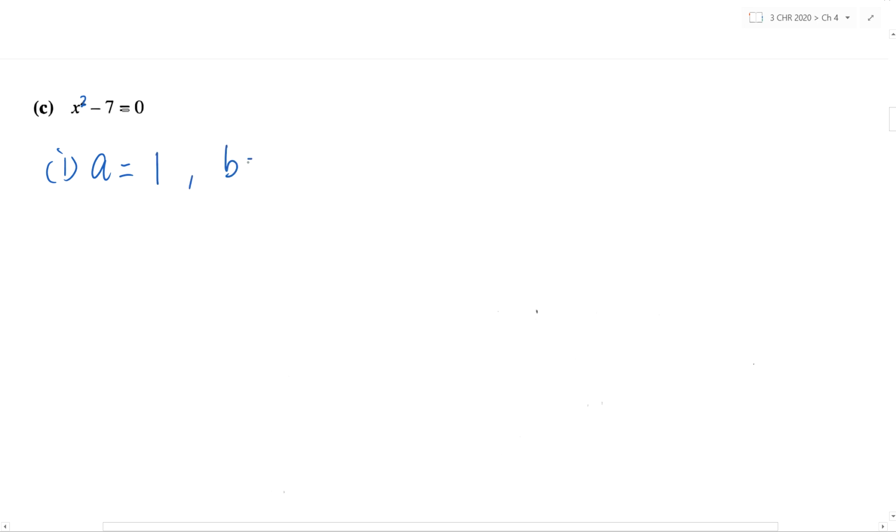What is the coefficient of B? Why is it 0? Because no x, right? We did this earlier on already. There is no x, so b is equal to 0. What is the value of c? Minus 7. Check that this is equal to 0. Okay, now start with part 2. Let's take 5 minutes for this. Substitute to find the value of x.